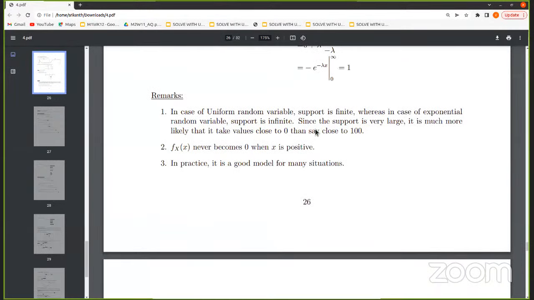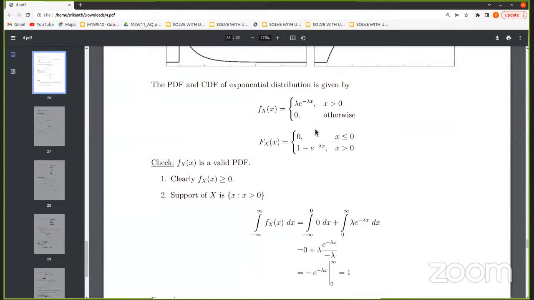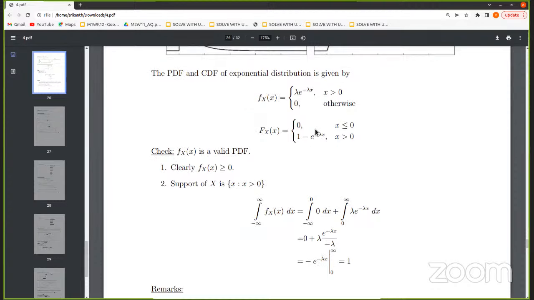So there are some remarks in case of uniform support. Sir, can you please elaborate the support? See, support is actually the range. In discrete we have range, right? Here support means the region in which the probability is positive. So we only take that particular region. That is called support. Support and range are the same. Range we use for discrete, support we use for continuous. Okay, clear.